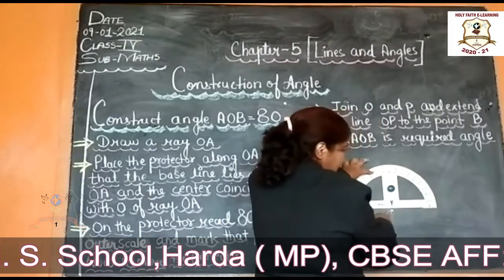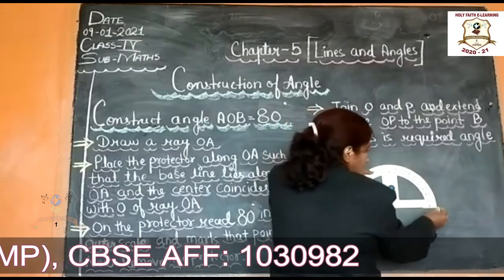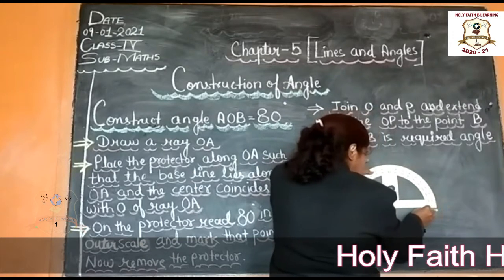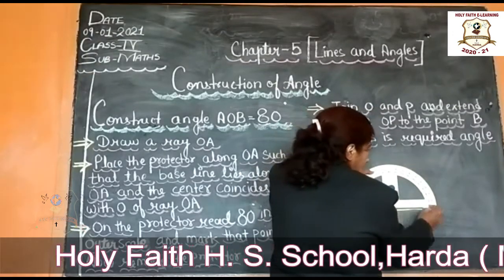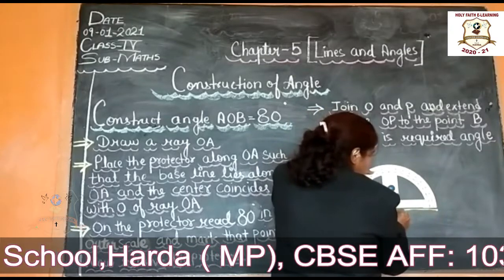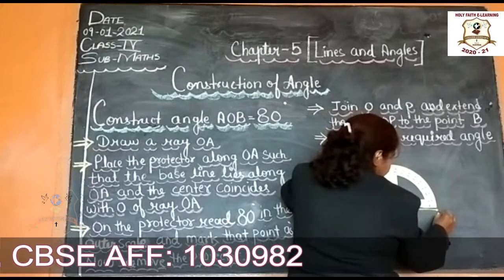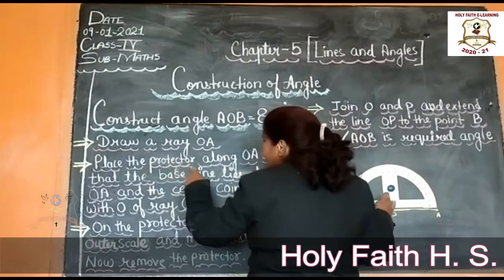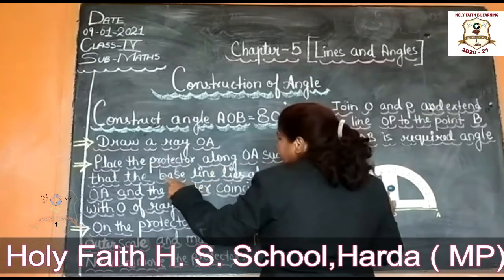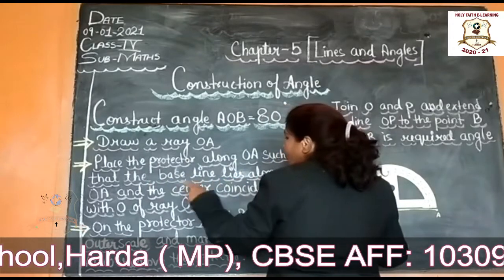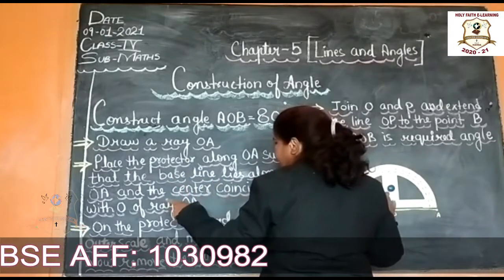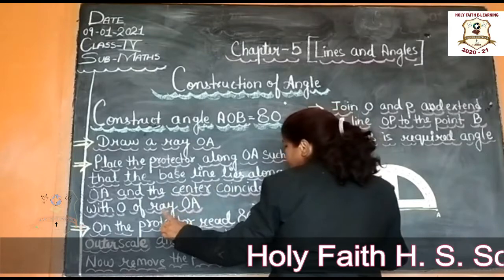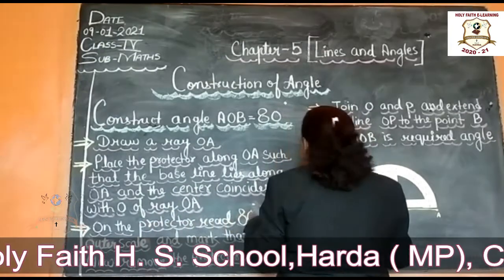From the center point, here 0 is there. I will put one point here and draw a line. Here I will write O and A. This is our ray OA. Okay students, now place the protractor along OA such that the baseline lies along OA and the center coincides with O of ray OA. Now on the protractor read 80 degrees.